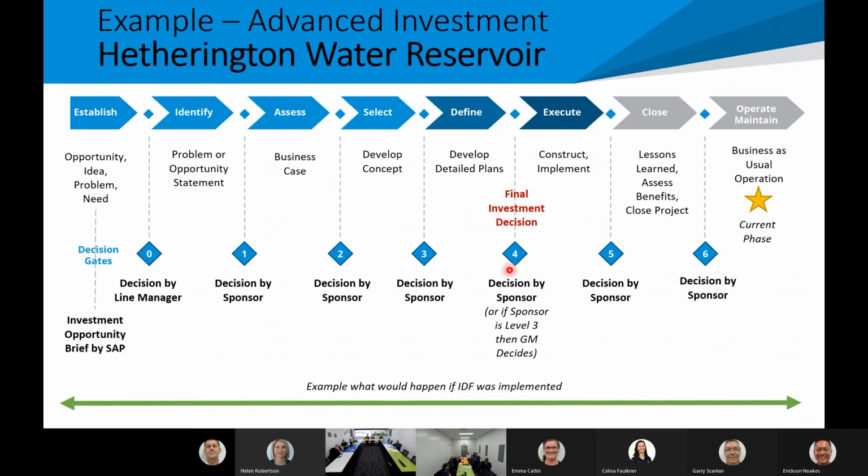I think this one actually I got a bit wrong. We actually did a D&C on this contract, so the final investment was 3, but that's horses for courses. So the decision is by the sponsor. As per the delegation, if that sponsor is a level 3 manager, then the GM would need to come in and make this decision at final investment decision. And then we continue through. So this is an example of the project that we have built and is operational.